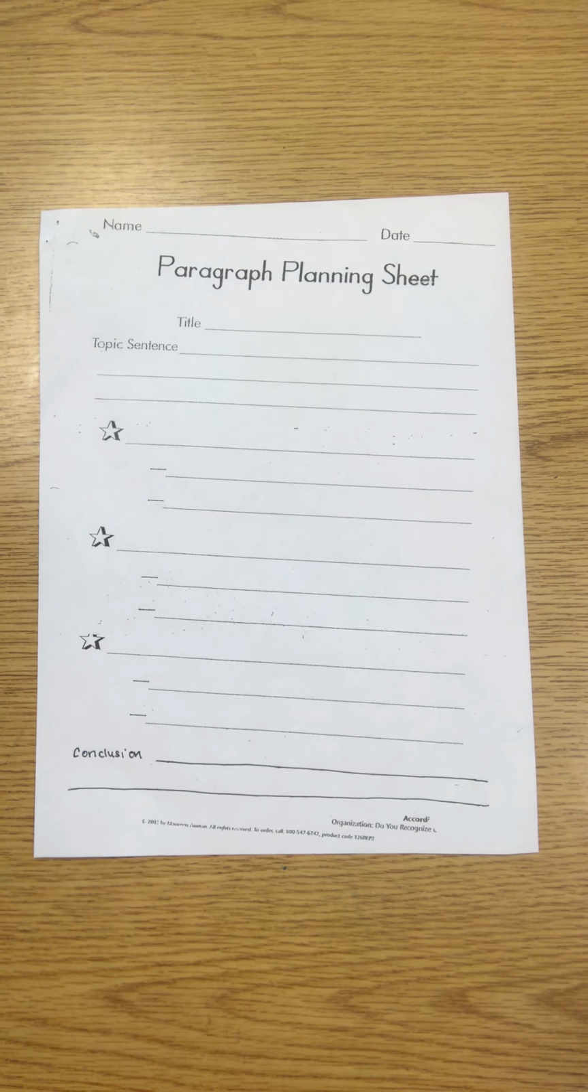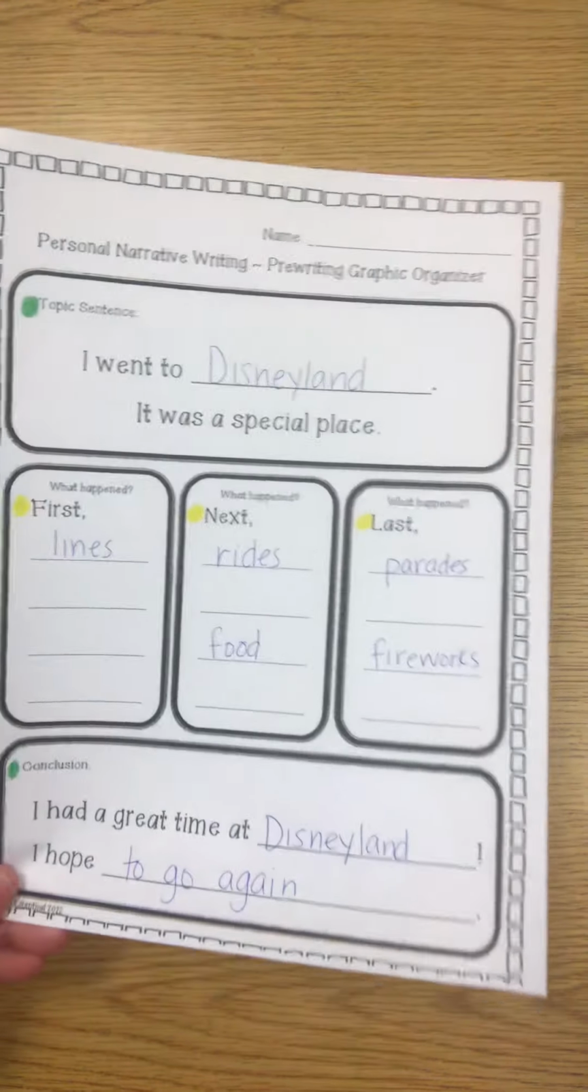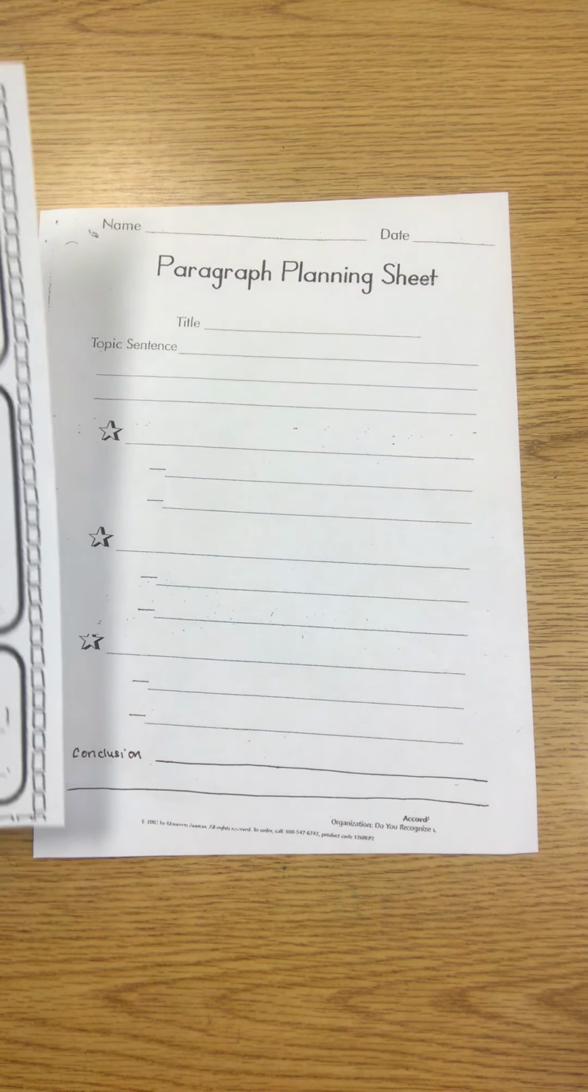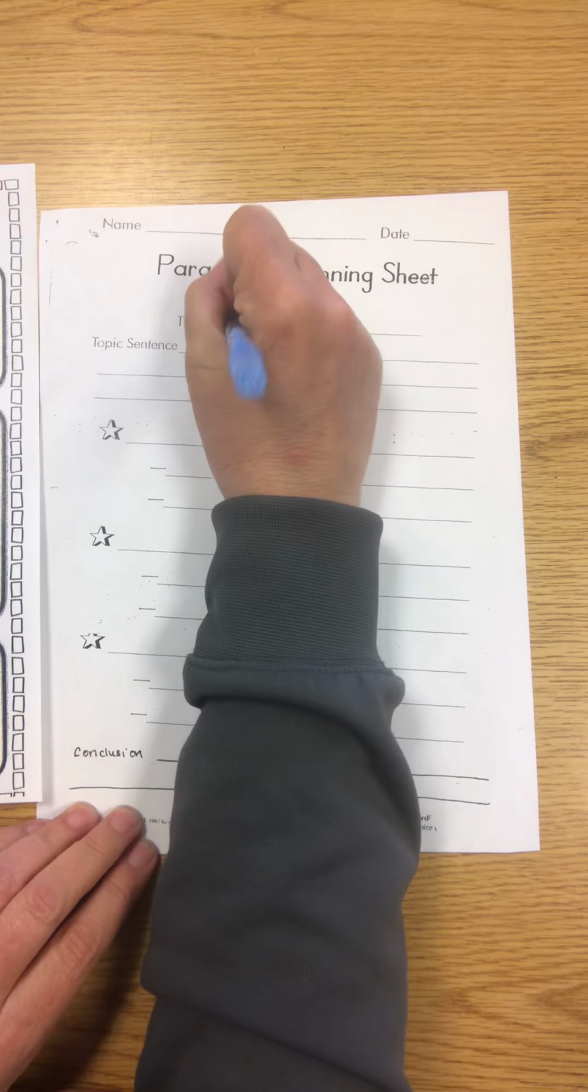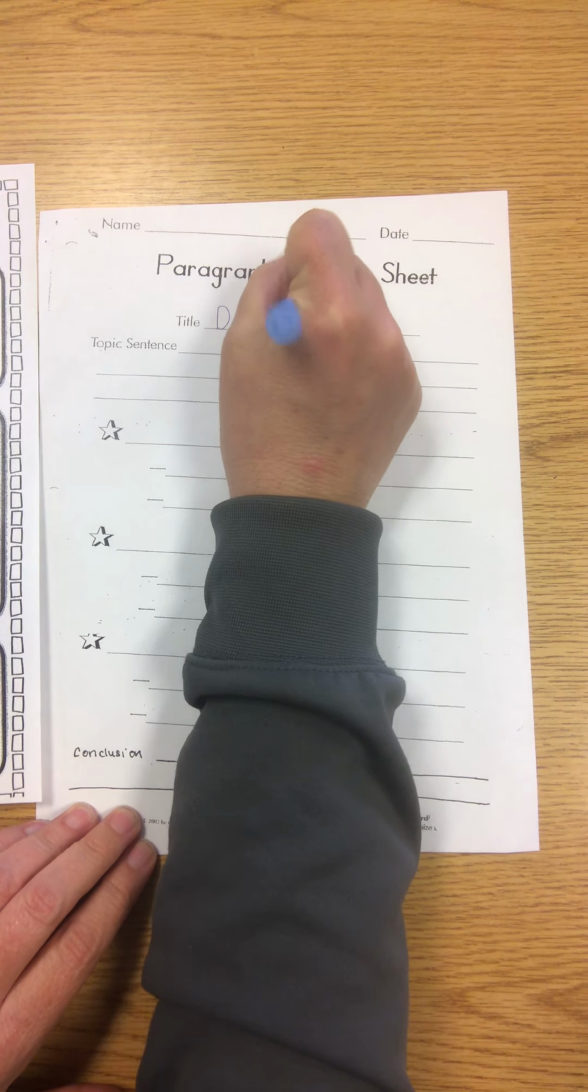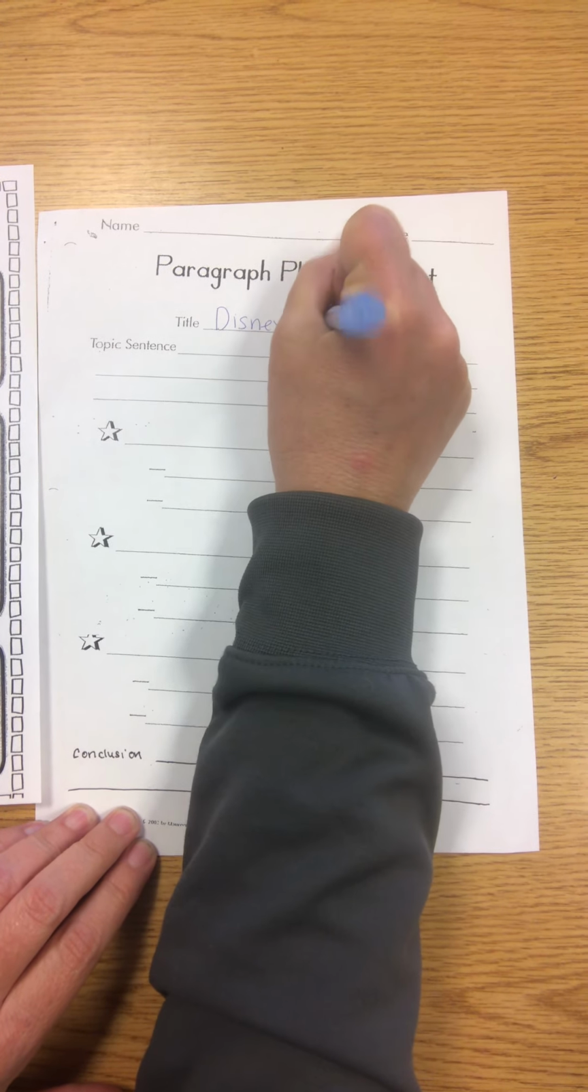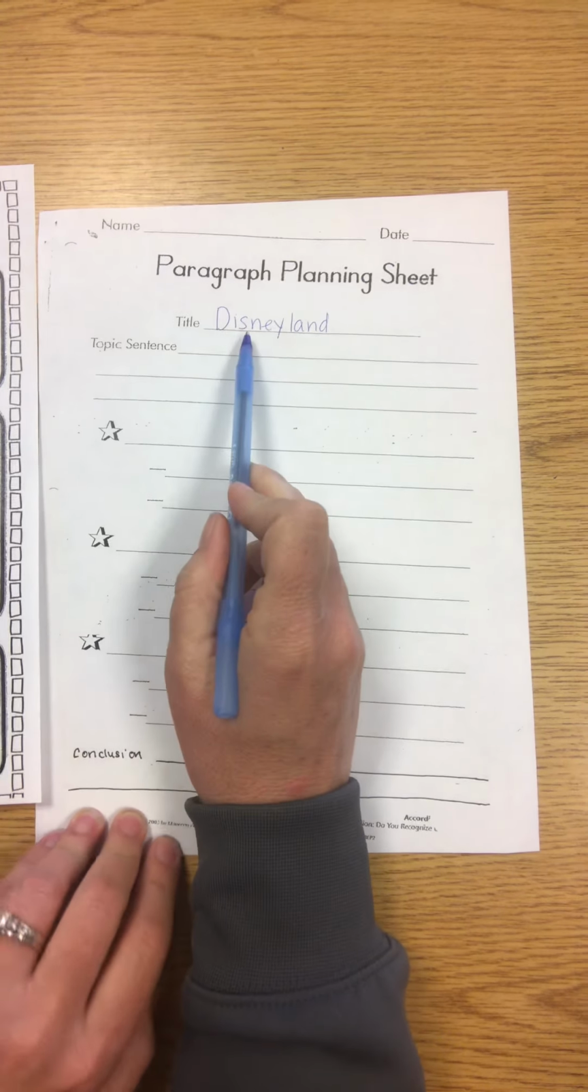All right, guys, so today I told you we're going to take this paper and use it and make complete sentences. Okay, so we have to come up with a title. My title can just be as simple as Disneyland, or you can put more if you want to. You can give it a different title, but the title for my paper is going to be Disneyland.